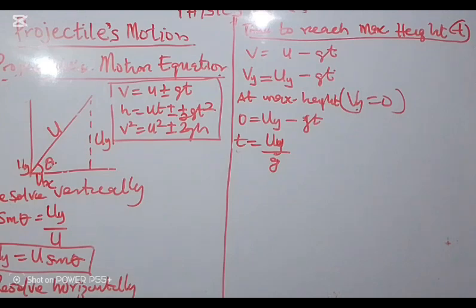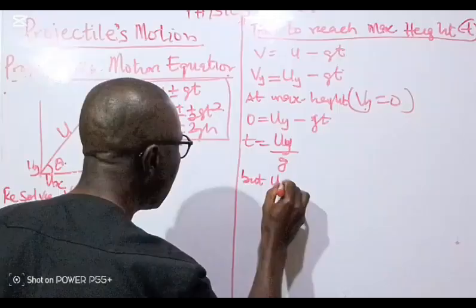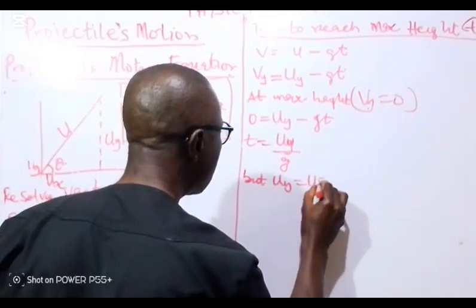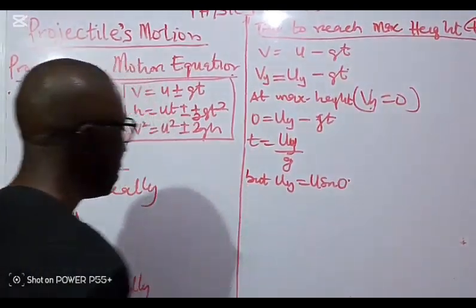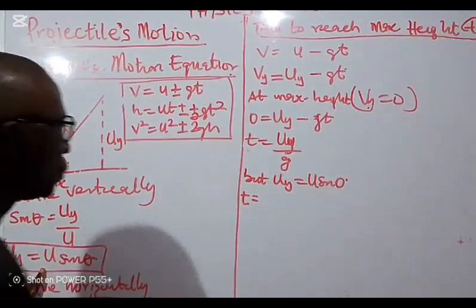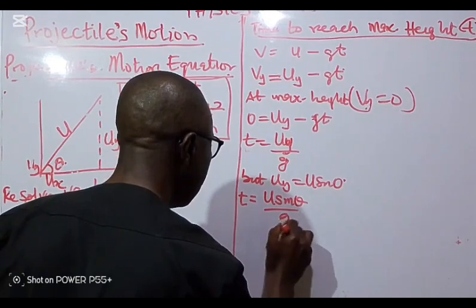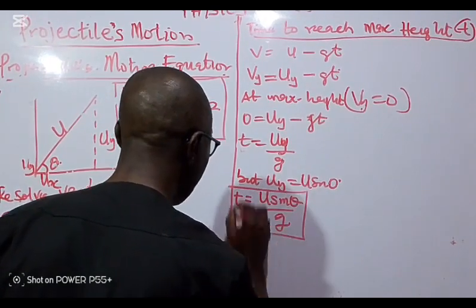And don't forget, what is our Uy here? Uy is equal to u sine theta. Therefore, the time to reach the maximum height will be equal to u sine theta over g. That is time to reach the maximum height.